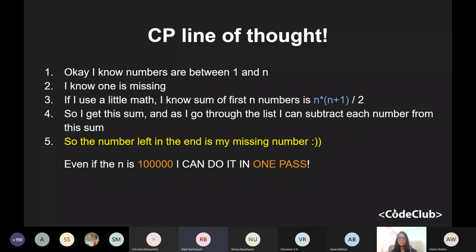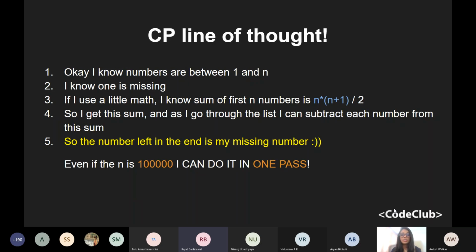So in the end, the missing number is the number left in the sum. You know that this is the missing number because it was not subtracted from 1 plus 2 plus 3 dot dot dot till n. Everything else was subtracted. A benefit of this method is that even if n is something like 10 to the power 6, you just have to go through the list once.